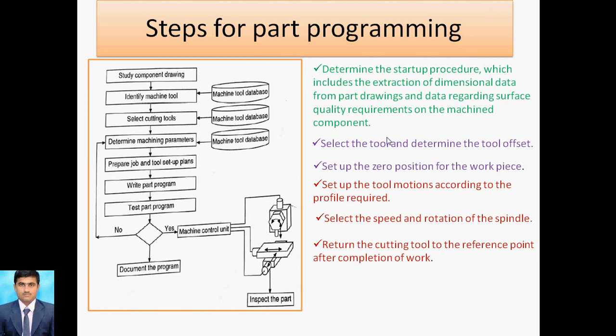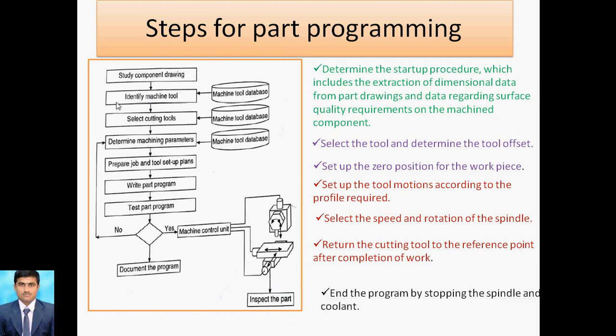If it is not okay, then we go again and determine the machining parameters. If it is okay, then we go to the MCU, that is machine control unit, and according to that it should perform the tool path, and the finished product will be finalized. So this is regarding the documents for the program, and here we can inspect the part also. So this is nothing but the steps involved in part programming.